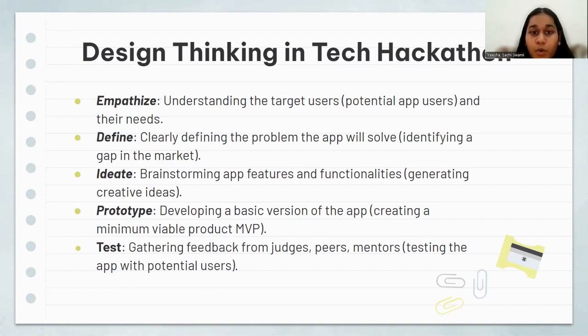So, empathize is where you understand your target audience and their needs. Then you define your problem clearly and also identify what solutions you want to implement. That's the ideate part, where you create various ideas, you brainstorm, it's in full brainstorming mode. Later on, you land on prototyping, which is building a simpler version of your solution. In this case, it is called an MVP. And finally, you test your solution and receive feedback from your peers, judges, mentors, everybody, and improvise your solution.